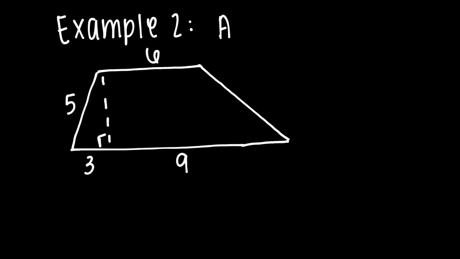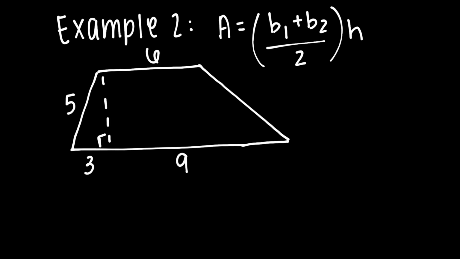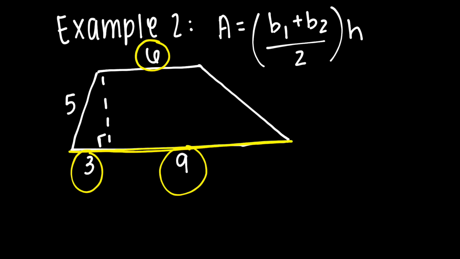Example 2, I'm going to use area is equal to base 1 plus base 2 divided by 2. And then we're going to multiply that by the height. So again, the first thing is to identify all of my information piece by piece. I have this 6 up top, but on the bottom I have a 3 and a 9. If you look, this is all on the bottom of the trapezoid. It's solid, so I'm going to add them together and get my other base as 12. So 6 is my base 1, 12 is my base 2.